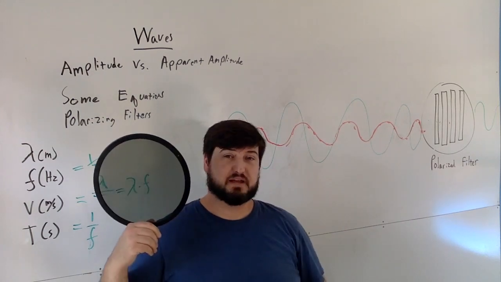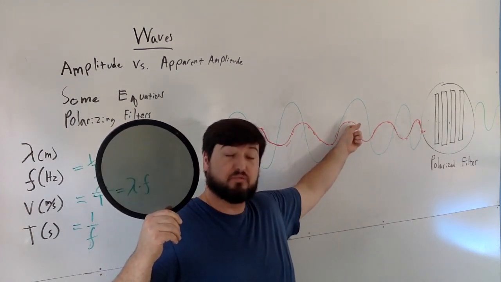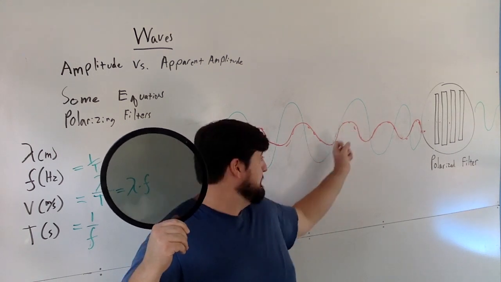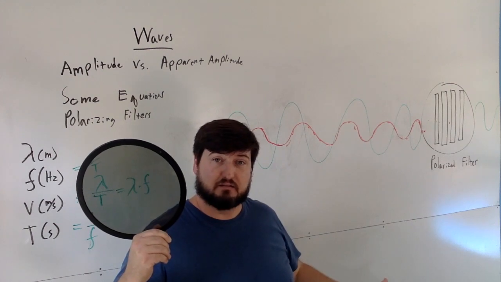But you put it in front of something and what happens? It doesn't let one kind of transverse light through, it doesn't let one polarization of it through, but it does let the other through. So it cuts out maybe half the light.